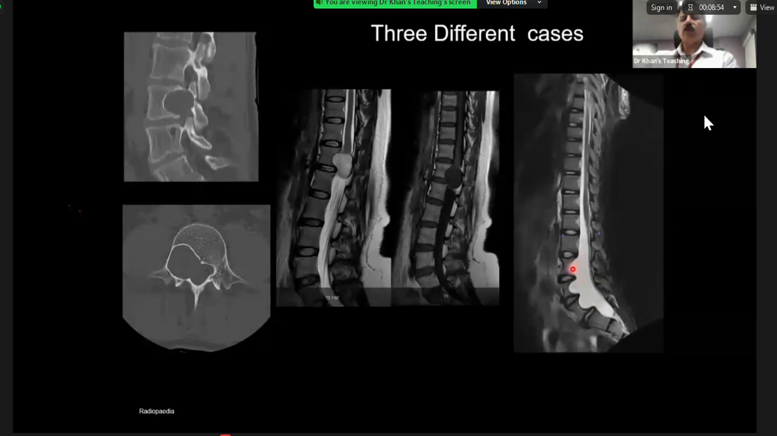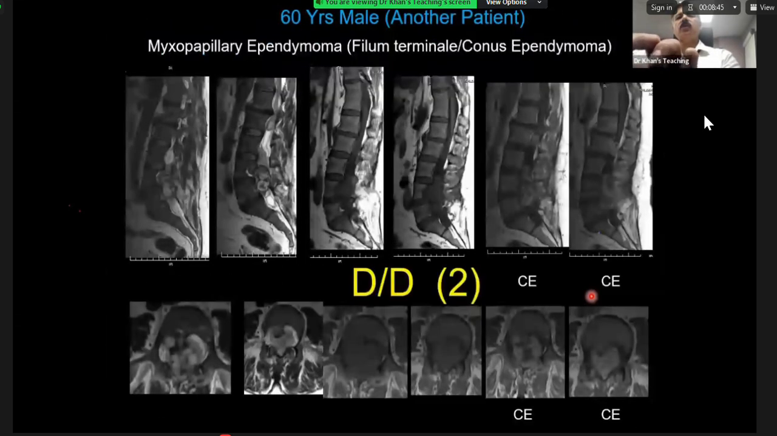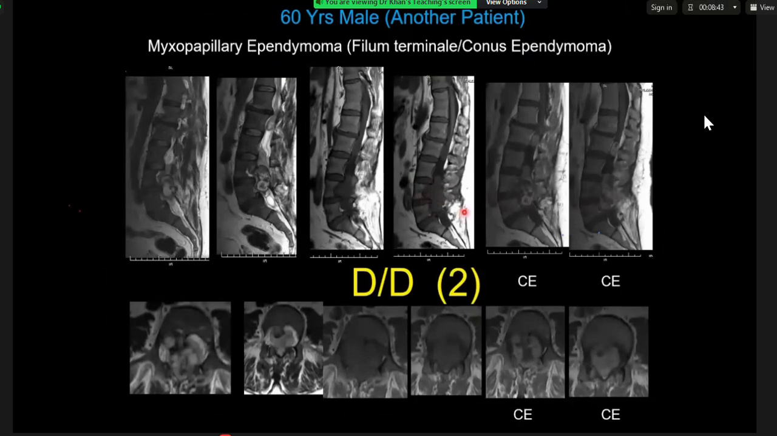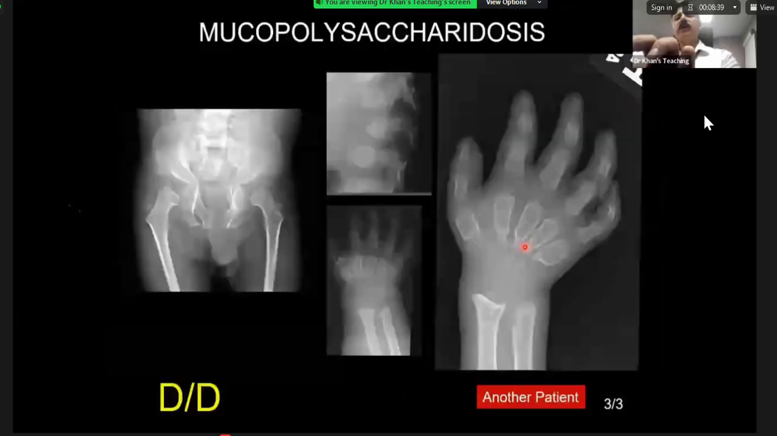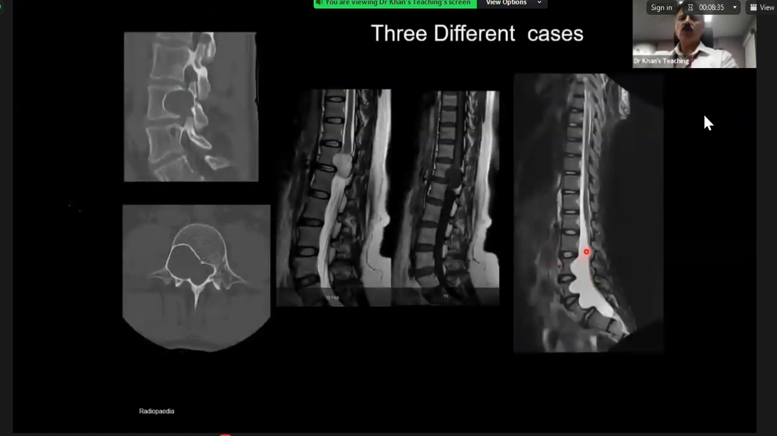You remember that myxopapillary ependymoma, which I showed you, that was giving you the same appearance. And this, you remember this thing? Yes, yes. Yeah, it's almost identical. So in your pertinent negative, we use the word pertinent negative in the exam. You have to tell the examiner that there is nothing else. This is just CSF intensity, and this is in keeping with dural ectasia.